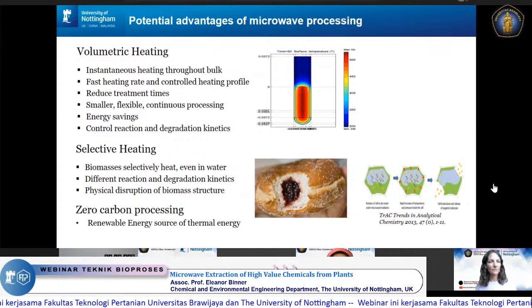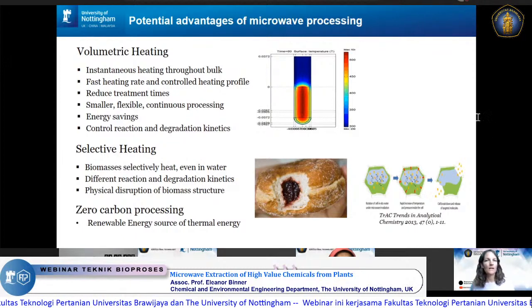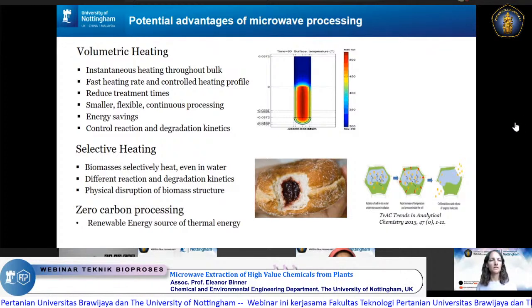Selective heating. Biomasses selectively heat, even in water. This is not conventional wisdom, but we have shown this in recent years. So if you heat a biomass in water or in a solvent, the biomass may be hotter than the solvent. This may lead to some different reaction kinetics and different degradation kinetics, and it's widely believed to cause physical disruption in the biomass structure.